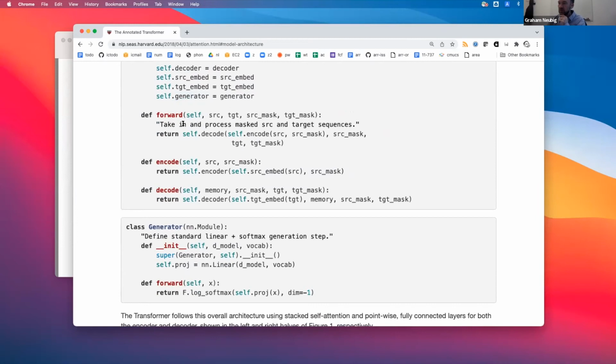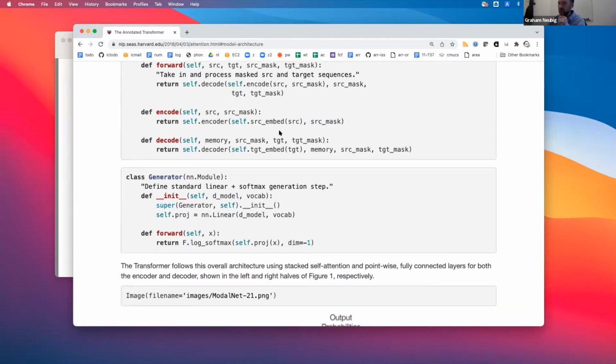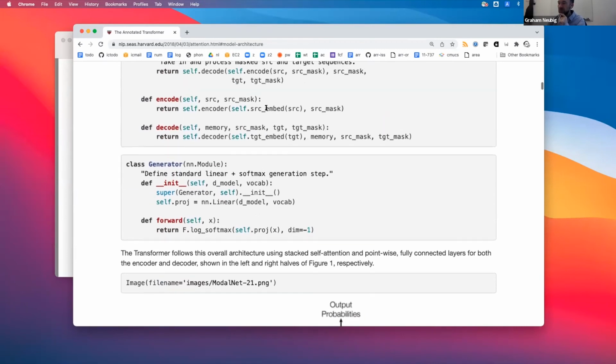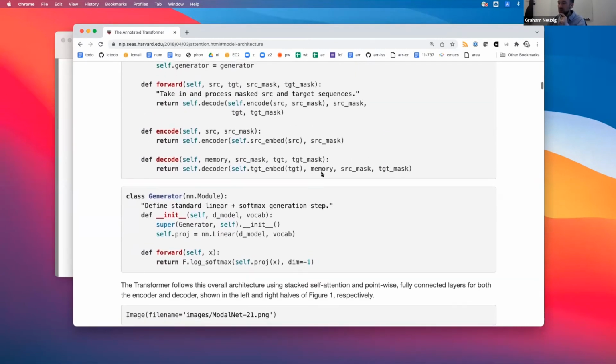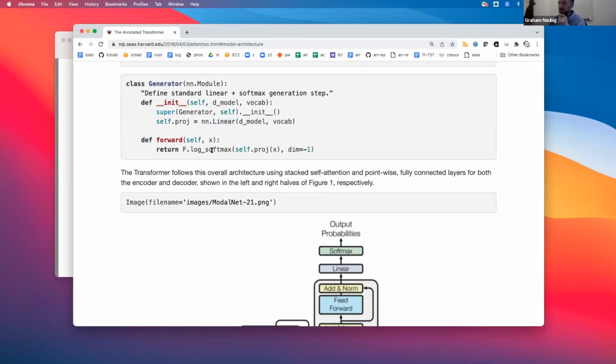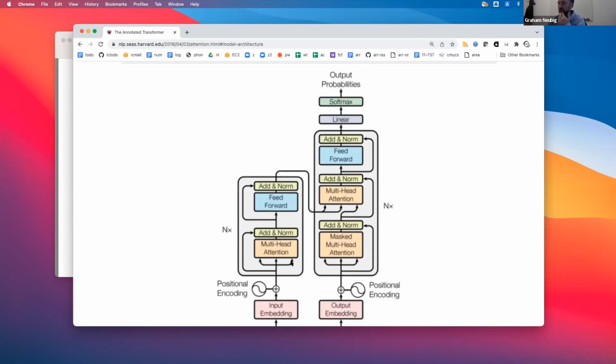We take in and process source and target sentences. The encoder encodes the source sentence, and then the decoder encodes the target sentence and the memory. So I believe this is the encoded source sentence. And then we have the source mask and the target mask. And the generator is basically just doing a softmax like you're all familiar with. This is the encoder architecture. This is the decoder architecture. And then we have our generator here.